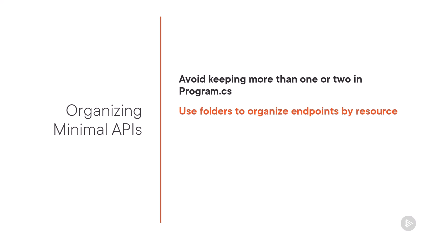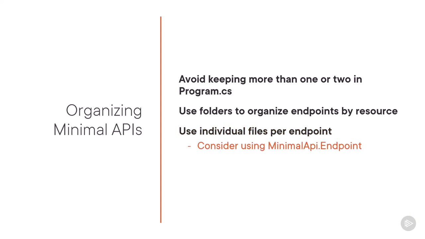The folders should typically correspond to the resource the endpoints manage. Ideally, each endpoint will be defined in its own file so that you can see everything that has to do with it in one place, without being distracted by other endpoints. I've used two approaches to this that I can recommend. The first is a package called MinimalApi.Endpoint, authored by my friend Cedric Michel, and another option is to use static extension methods.